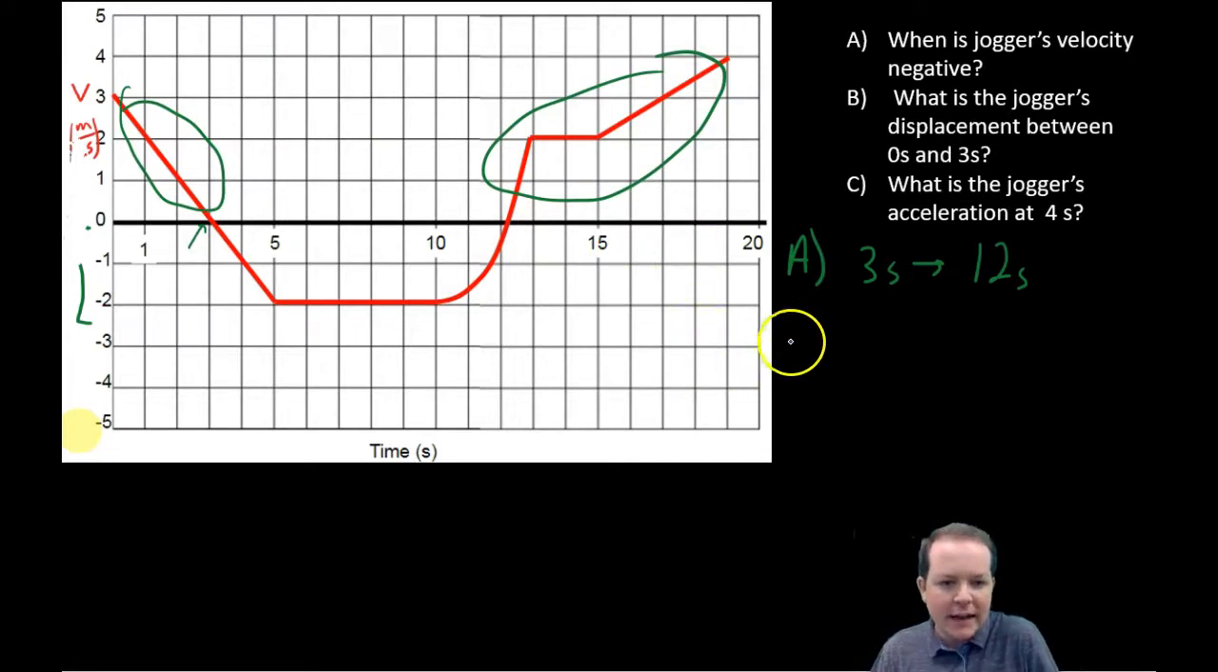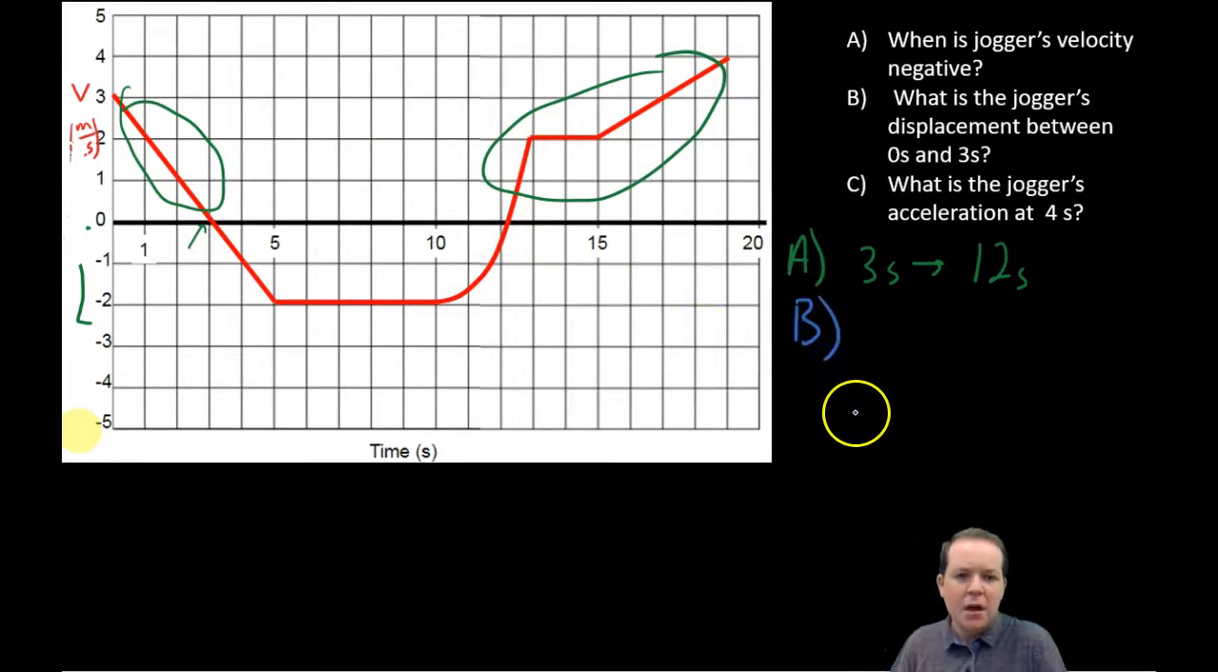Okay, let's go on and answer letter B. Letter B. What is the jogger's displacement from 0 to 3 seconds? This is just like what we just talked about.